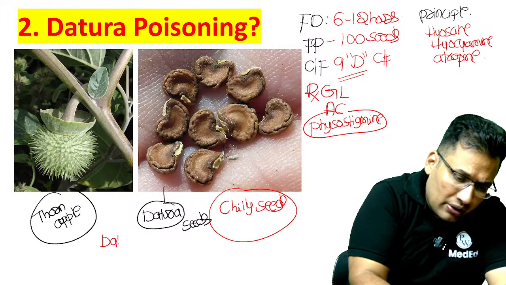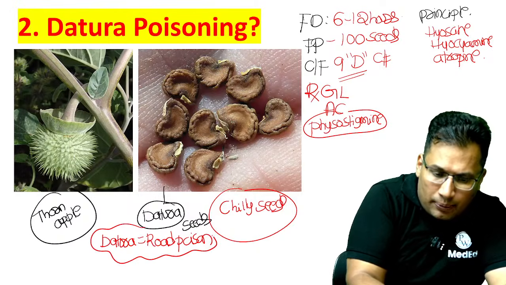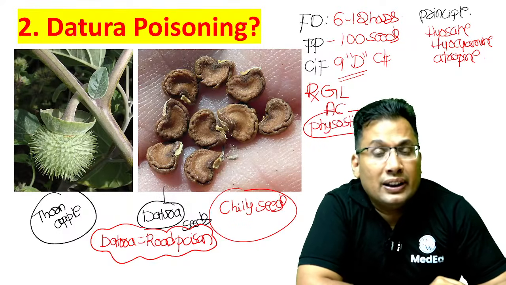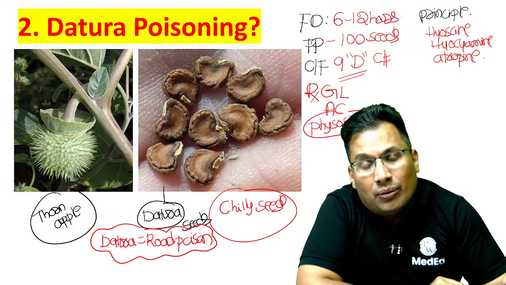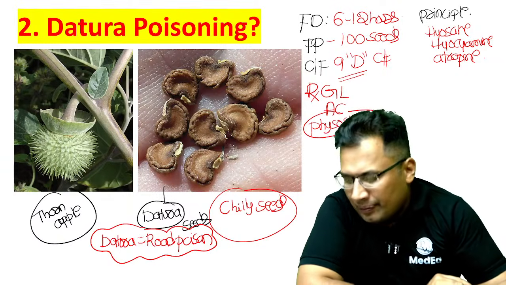Write in the chat box: Datura means road poison. Road does not mean roadside. Road means it is used by criminals basically for the purpose of kidnapping and robbery. Basically for robbery. Okay.